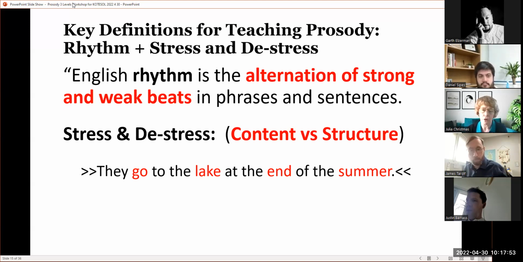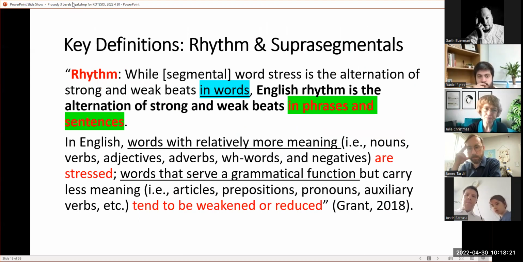And they say, no, I could not hear it, but they could hear the go, the lake, the end, and the summer, the content, the story words. And then they use their grammar knowledge to build in the rest. And I said, well, that's what you got to do. That's how this works. And so they begin to see the connection between listening and story and content. And then they begin to later connect it with their own speech.